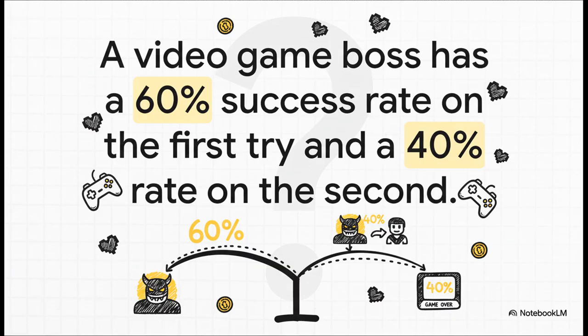All right, let's jump right in with a problem I think a lot of us can relate to, a video game boss. So here's the deal. You get 2 shots at this boss. Your first attempt, you've got a pretty good 60% chance of winning. But if you fail, you get a little rattled, and your chance on that second try drops to just 40%. So the big question is, what's your actual probability of beating this boss in the end?